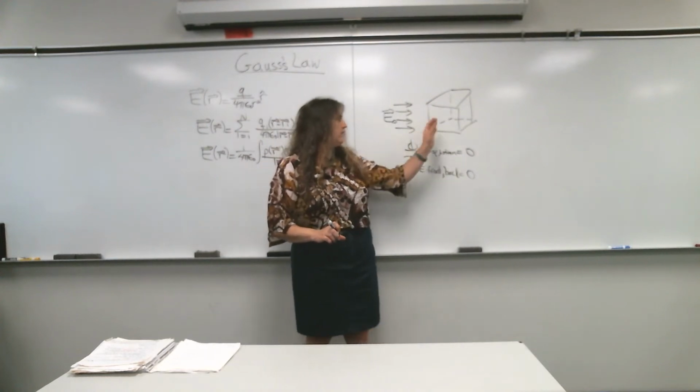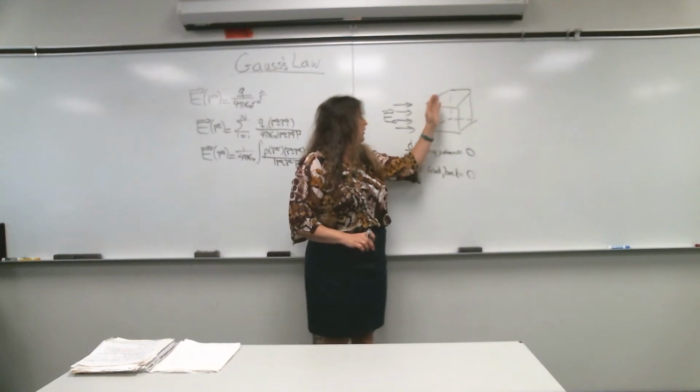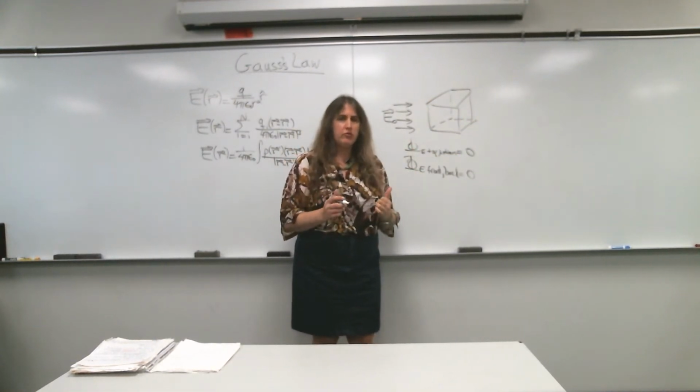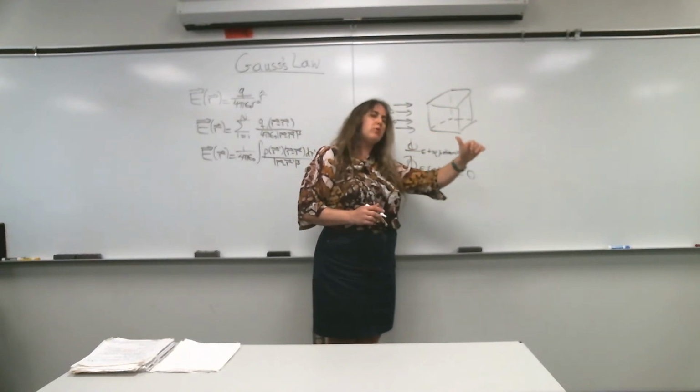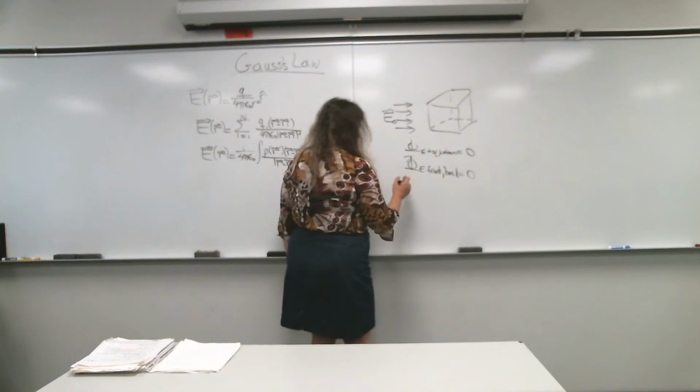The only places you'll have a contribution passing into and out of this square are on the left and the right hand sides. But remember, your normal is pointing out from the surface. So on the left hand side, your normal is pointing to the left. On the right hand side, the normal is passing to the right.